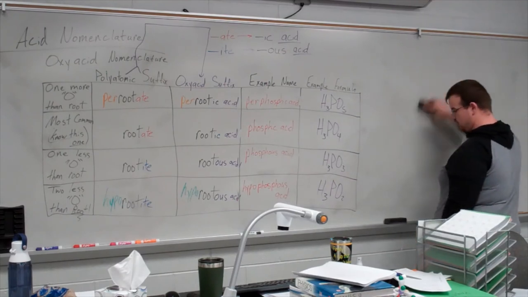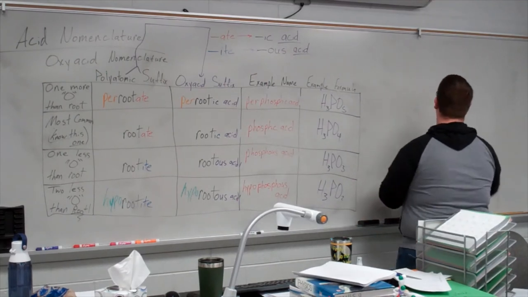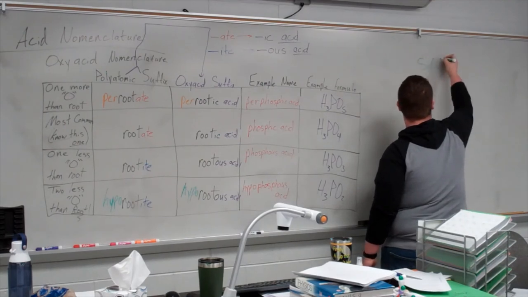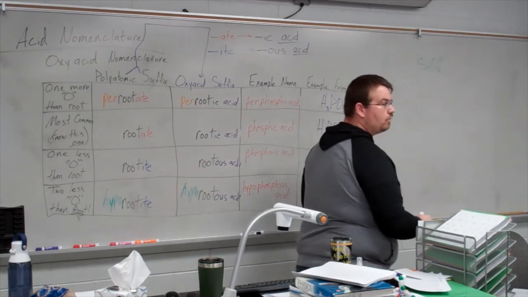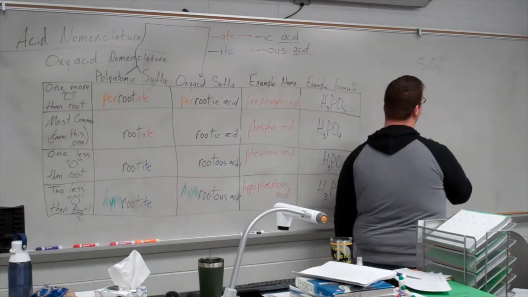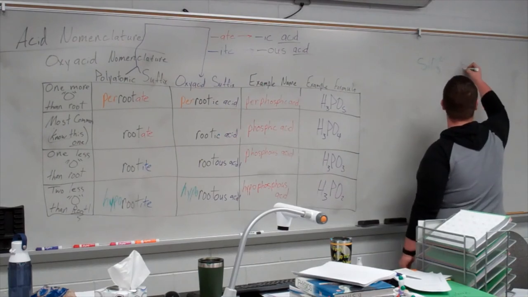So if you had, let's say, silicate, where it has a negative 2 charge, that hydrogen would have a 2 with it, right? So silicate, SiO3, 2 negative. Make it an acid.